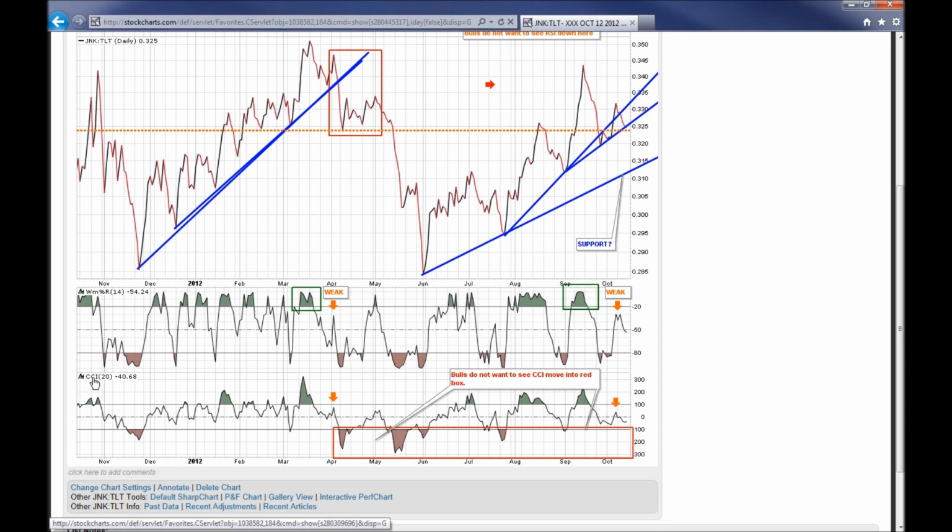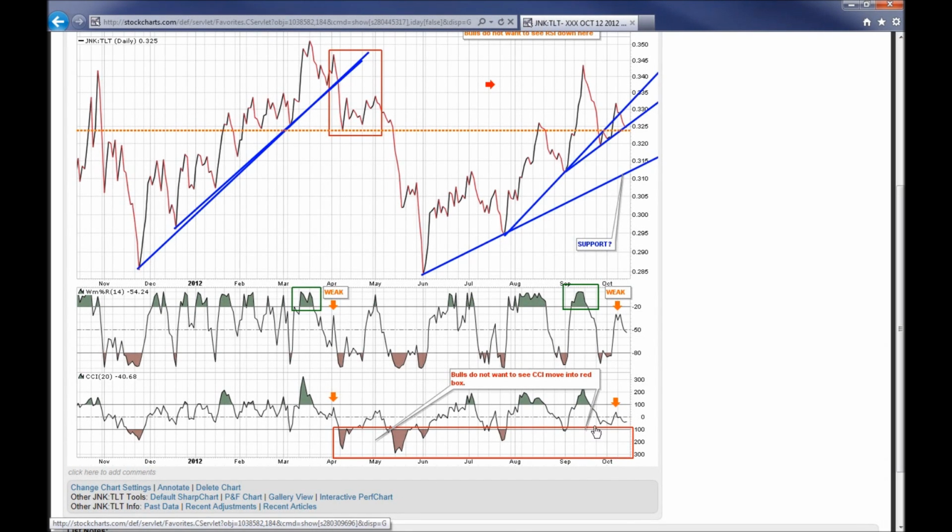If we go down and look at CCI, between April 1st and May 1st, we came down below negative 100 here for the first time since late November. Therefore, in the present day, if you're a bull, you'd like to see CCI remain out of this red box. You'd like to see it move higher.